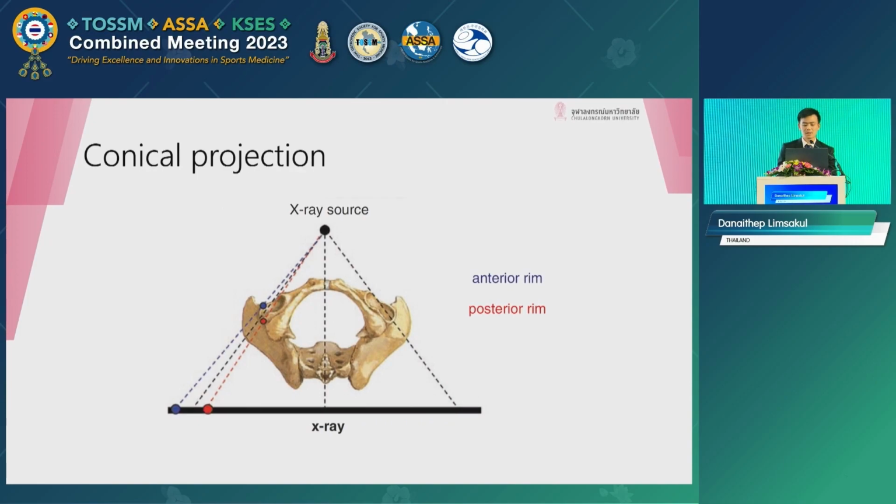So first is the conical projection. The X-ray is based on a point-shaped X-ray source and a conical projection. Therefore, distortion of the anatomy is unavoidable. Typically, the closer an object, which in this case is the anterior rim of the acetabulum, is located to the X-ray source, the more lateral and distorted it will be. So the key here is to keep the X-ray source away.